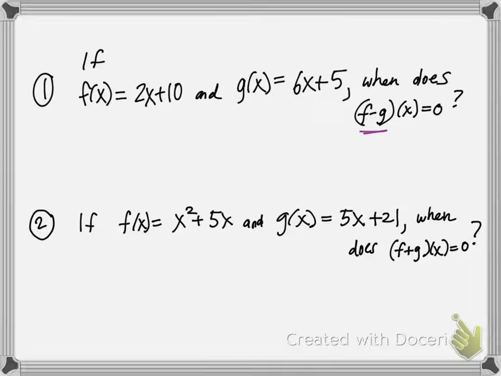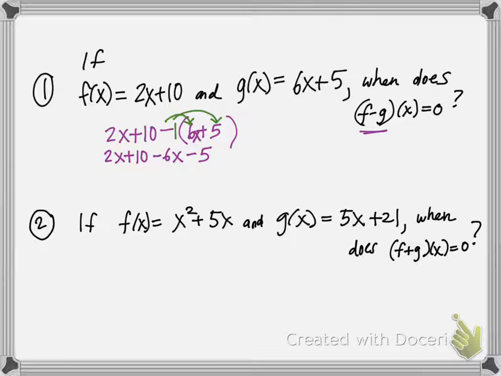So the first thing I need to do is subtract the functions. So f of x, which is 2x plus 10, and then minus g of x. I notice g of x has two terms, so I do have to put it in parentheses. So 6x plus 5. So I would have 2x plus 10, and then there's really a negative 1 here, right? That needs to be distributed. So you're flipping both signs here when you distribute a negative 1. So I would have negative 1 times 6x is negative 6x, and negative 1 times 5 is negative 5.